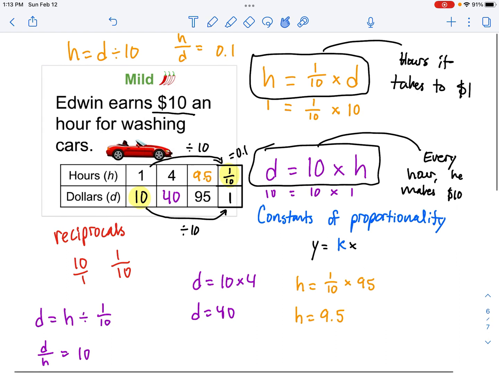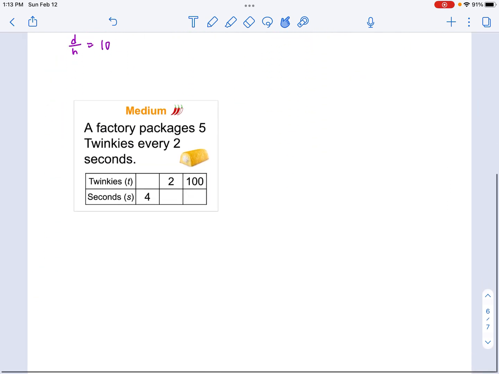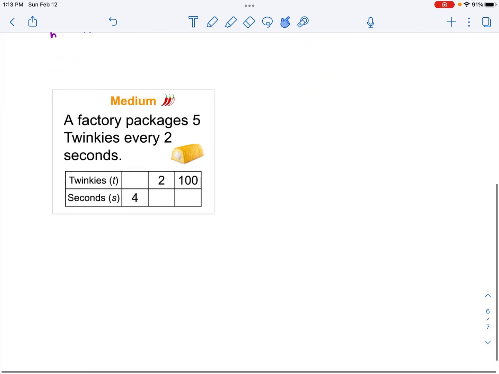Okay, I'm going to quickly now go through this second example. Why don't you pause the video and try this on your own? You're going to try to write 2 equations for this example and fill in the missing values.